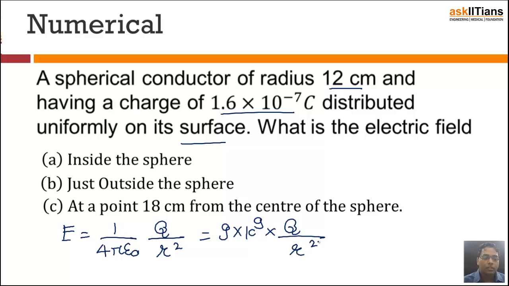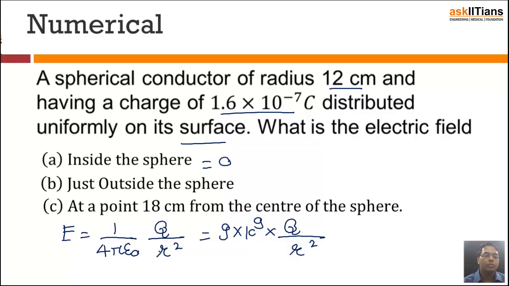So when we are talking about inside the sphere, charge is only going to be distributed on the sphere. It's distributed on the surface, and therefore the electric field inside the sphere is going to be 0, right? Because it's going to be an equipotential surface. So within this equipotential surface, there is not going to be any value of electric field. So inside the sphere, it's going to be 0.